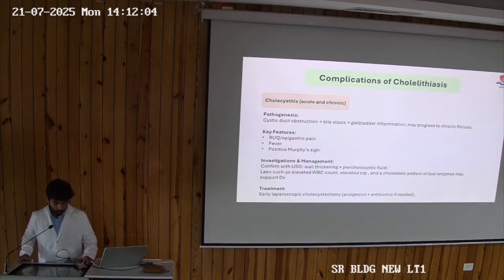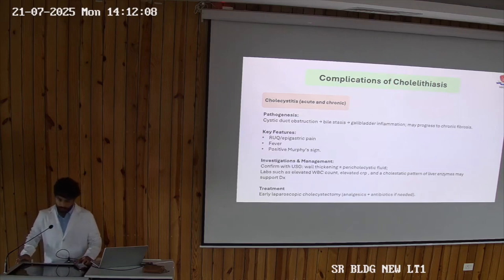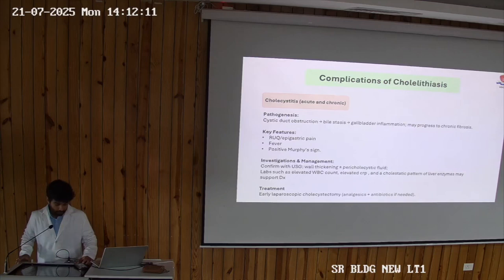Ultrasound typically reveals gallbladder wall thickening and pericholecystic fluid. Lab findings may include leukocytosis, an elevated CRP level, and an abnormal liver enzyme pattern. Management involves early laparoscopic cholecystectomy with analgesics and antibiotics as needed.